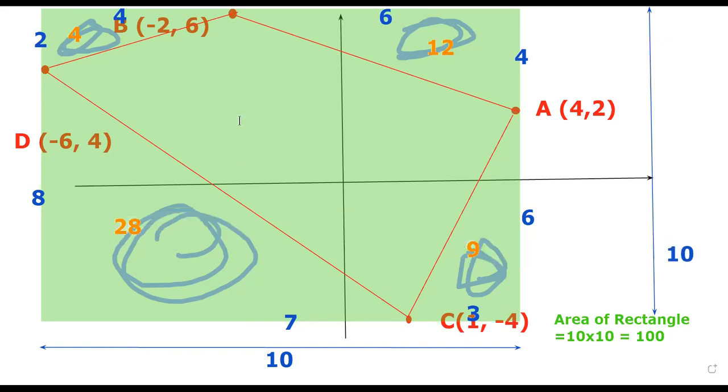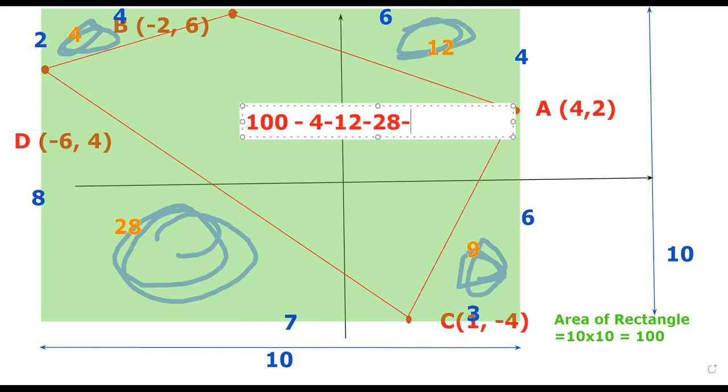So the area in the middle will be 100 minus 4 minus 12 minus 28 minus 9. And this is our answer.